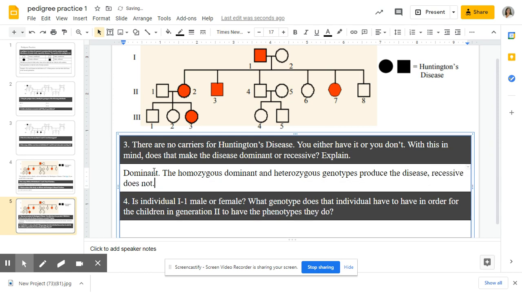So it is a dominant trait because the homozygous dominant and heterozygous genotypes would produce the disease and the recessive would not. Since there's no carriers, that's your key indicator right there, no carrier. So is individual 1-1 male or female? Well, it's a square, and we know that the squares represent males. And then it says what genotype does that individual have to have in order for the children in generation 2 to have the phenotypes that they do.